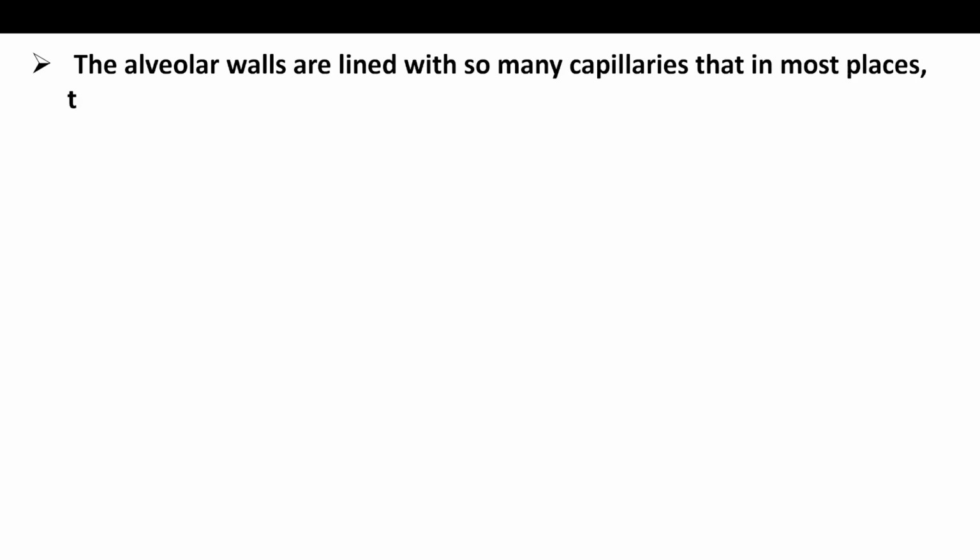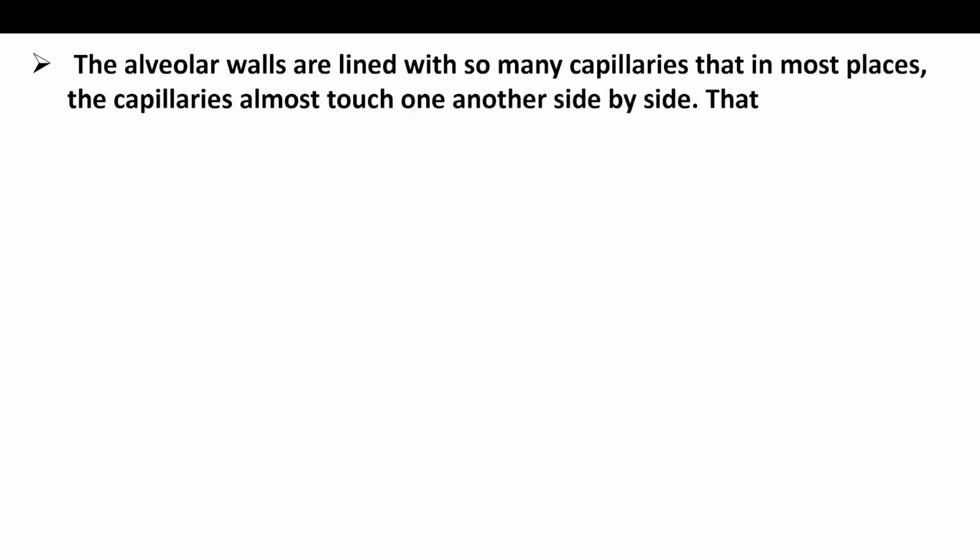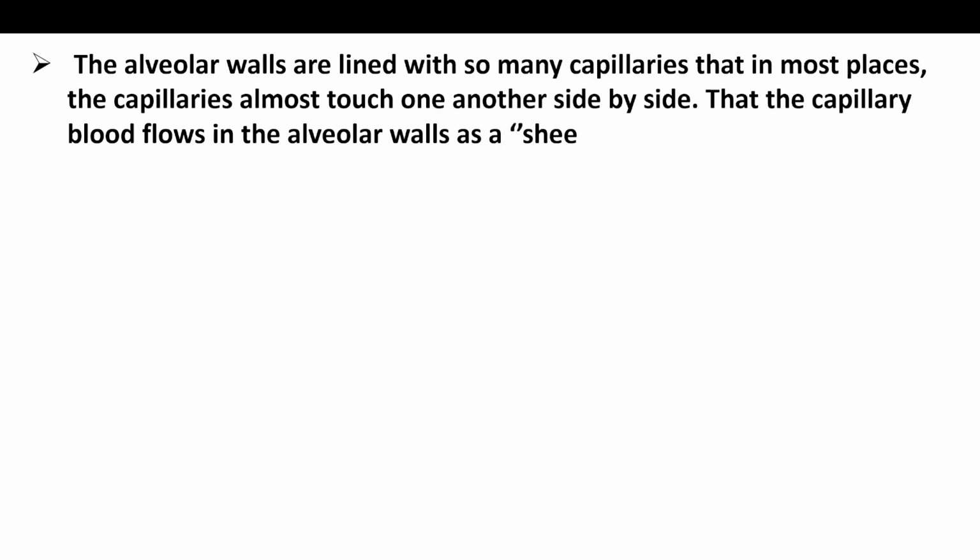The alveolar walls are lined with so many capillaries that in most places the capillaries almost touch one another side by side, so that the capillary blood flows in the alveolar walls as a sheet of flow rather than individual capillaries.